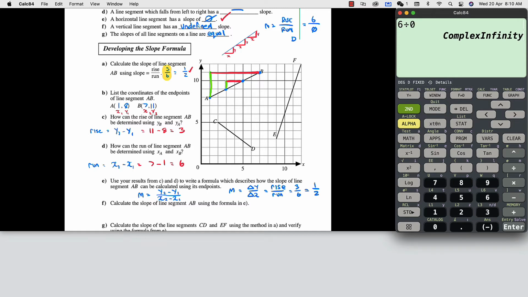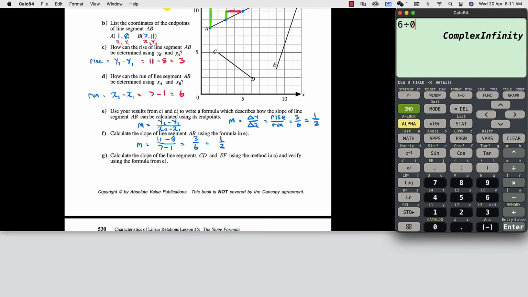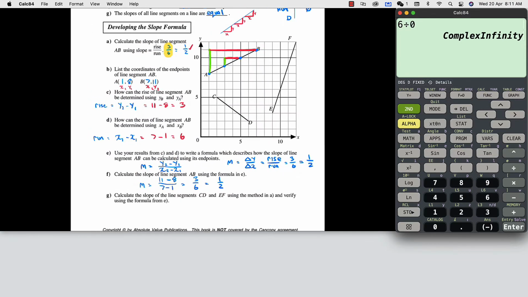Okay, and then the calculation would be exactly what I did to the right over here, except if we were to plug the values into the formula that we just created, we would get slope equals 11 minus 8 over 7 minus 1, which equals 3 over 6, which equals 1 over 2. Okay, and calculate the slope of line segment CD using this method again. So I'm just going to do C.